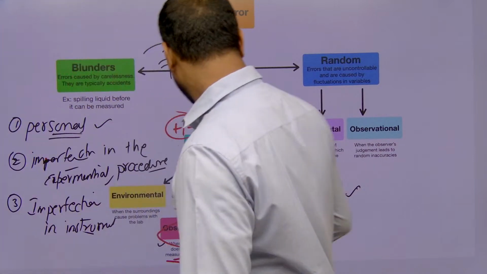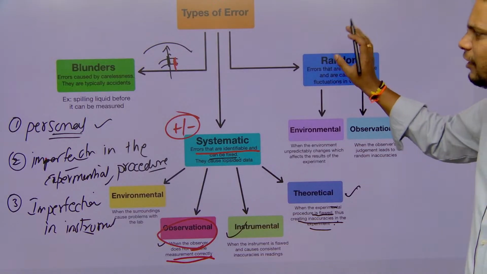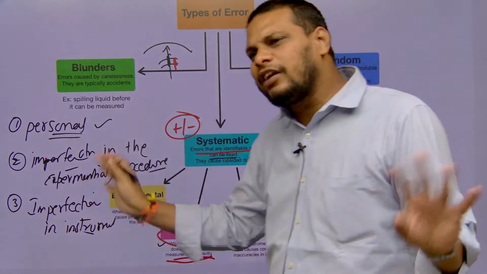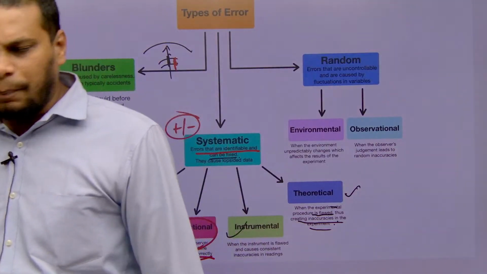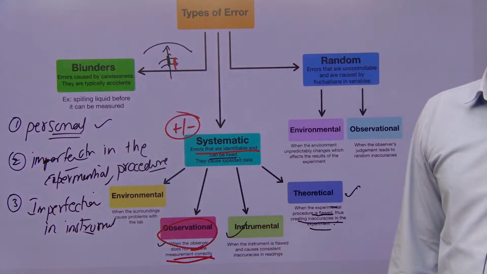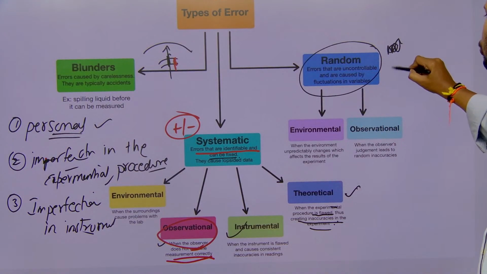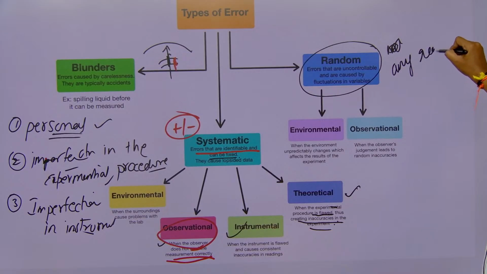Okay? Then random errors. Random errors are caused because of any reason. A particular reason will not be there. Random errors may be of any reason. Are you clear? And these random errors we can take as either positive or negative.